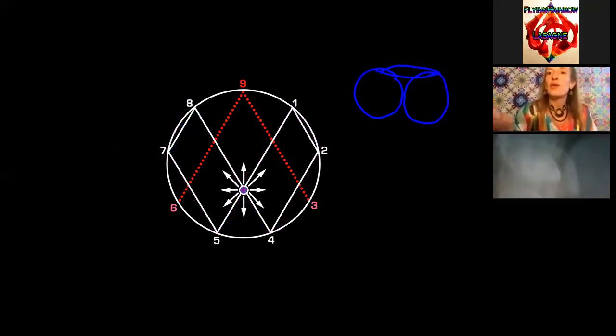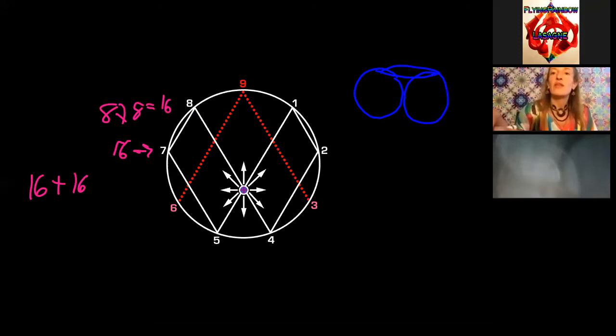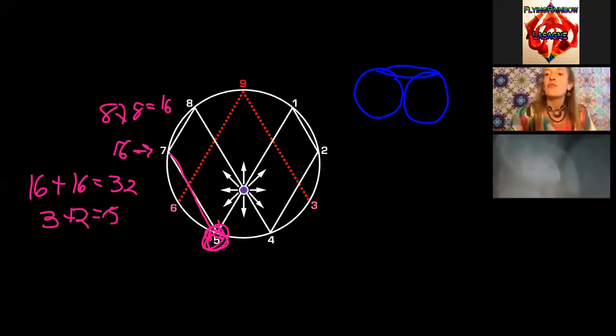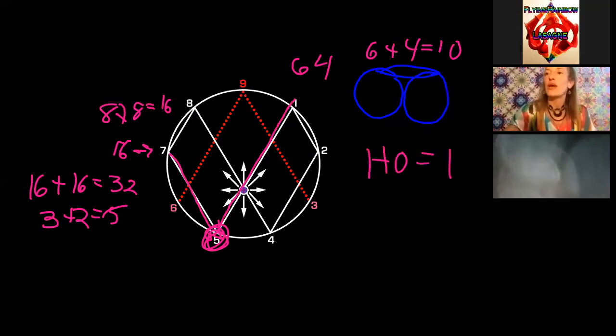So 7, this was 8 plus 8 equals 16. That's 16, that reduces to 7. And then 16 plus 16 equals 32. So that's what this is down here. But you're like, wait, Aurora, that's a 5. That's not a 32 down there. That's a 5. But 3 plus 2 equals 5. And then if we move that back up here, 32 and 32 is 64. And 6 plus 4 equals 10, and 1 plus 0 equals 1, which is why this is a 1.